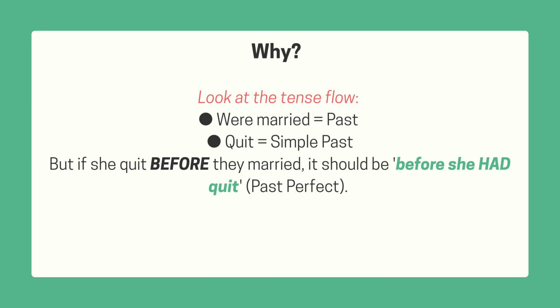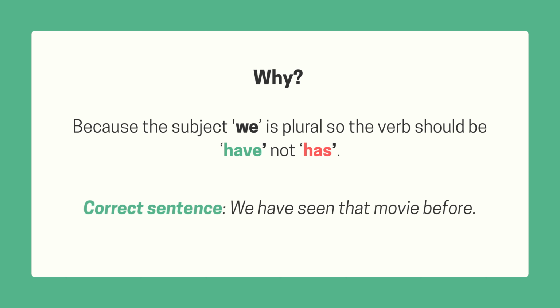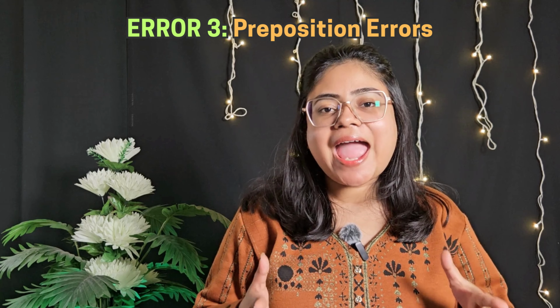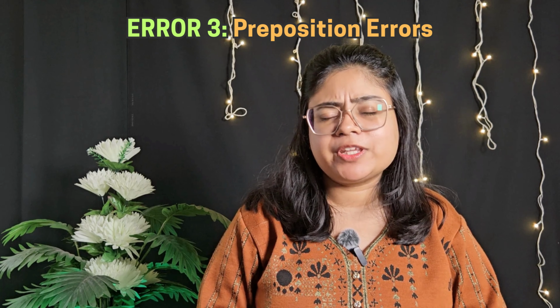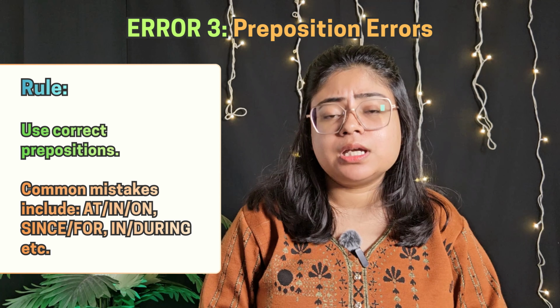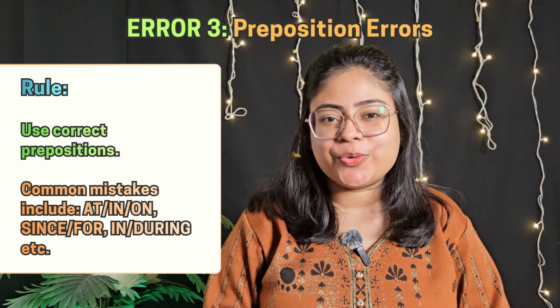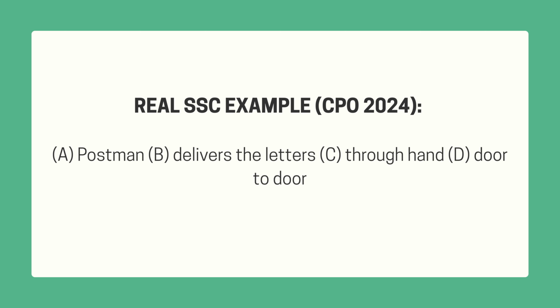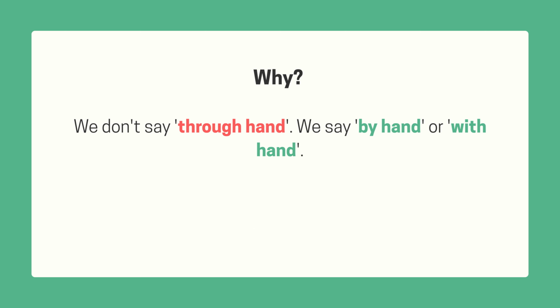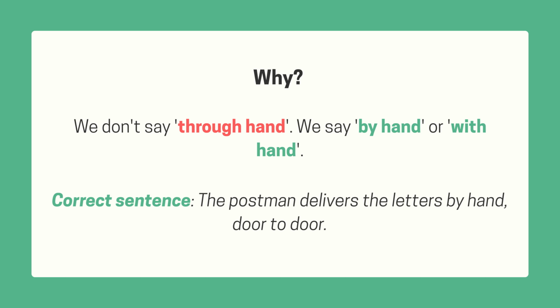Why? Because the subject we is plural, so the verb should be have, not has. Therefore, the correct sentence is, we have seen that movie before. Error type 3. Preposition errors. Rule. Use correct prepositions. Common mistakes include at, in, on, since, for, in, during, etc. Why? We don't say through hand. We say by hand or with hand. So the correct sentence is, the postman delivers the letters by hand, door to door.